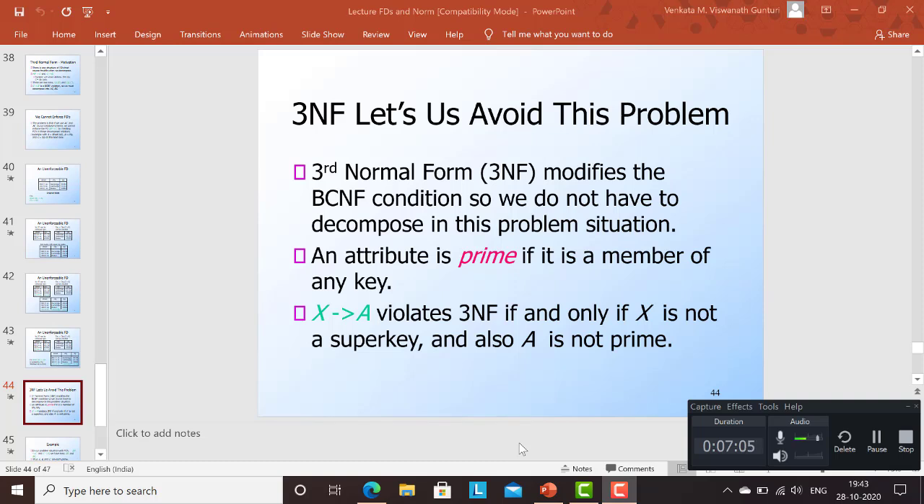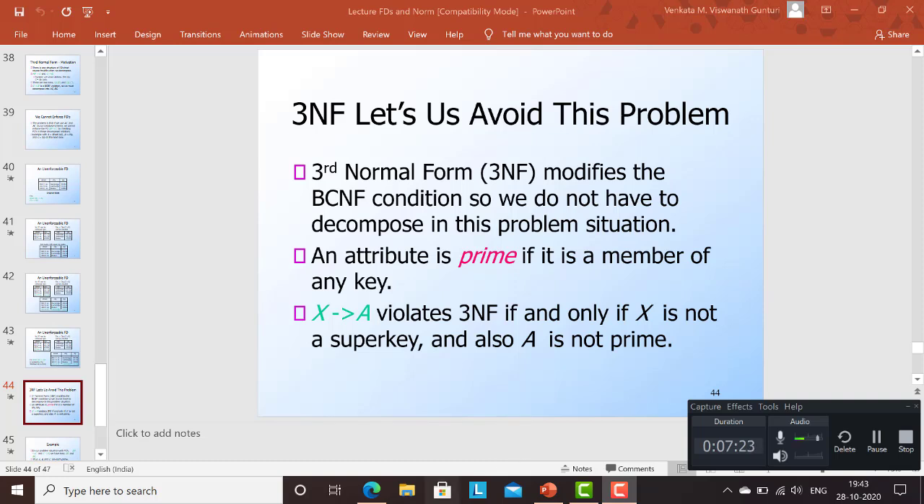Any given FD, X implies A, we say that X implies A violates 3NF if and only if X is not a super key and A is not a prime attribute.